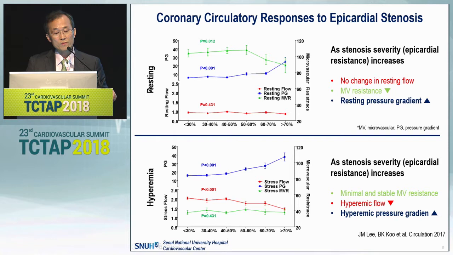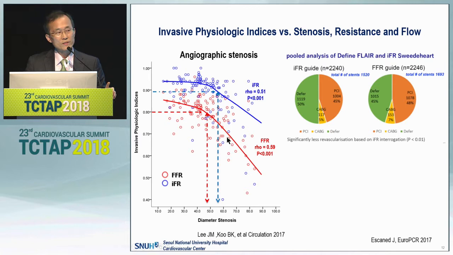But there's a difference in stiffness, so the stiffness matters, but even the resting pressure gradient can represent the stenosis severity. So this is a fundamental physiology of dual coronary circulation. So that stiffness difference matters.